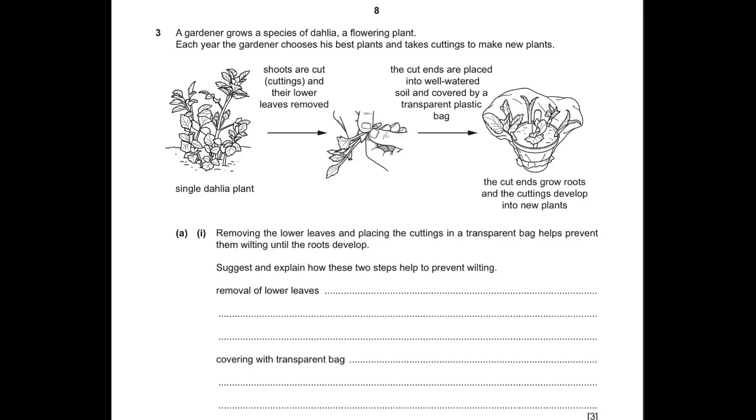Question 3. A gardener grows a species of dahlia, a flowering plant. Each year the gardener chooses his best plant and takes cuttings to make new plants. So the shoots are cut and their lower leaves removed. The cut ends are placed into well-watered soil and covered by a transparent plastic bag.